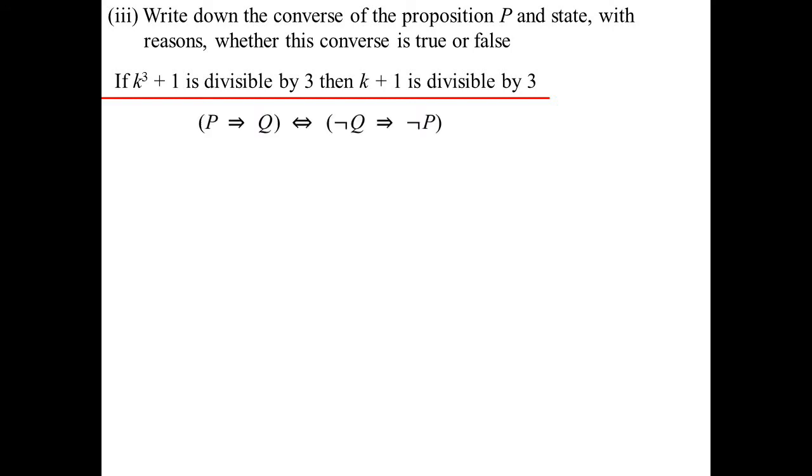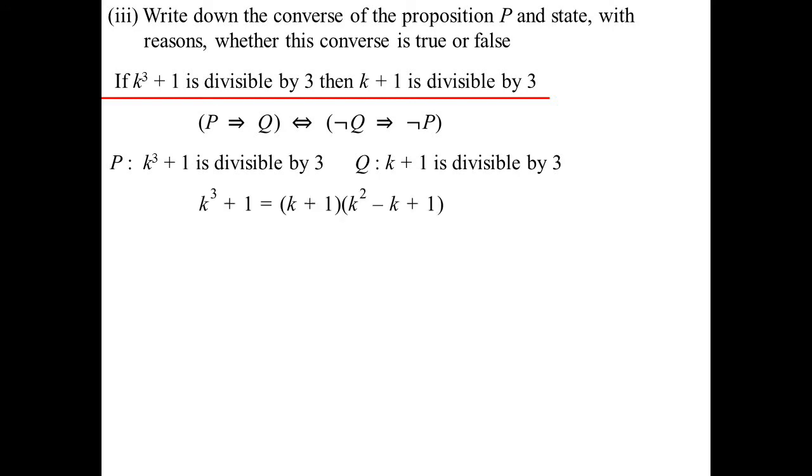So basically, I'm going to do this by contraposition. So again, I'm saying that P implies Q is logically equivalent to not Q implies not P. And just to make it 100% clear, I'm saying, well, P is going to be my statement, k cubed plus 1 is divisible by 3. Q is going to be my statement, k plus 1 is divisible by 3. All right, we'll go back to this k cubed plus 1. We know k cubed plus 1 is k plus 1, k squared minus k plus 1. And I'm going to play around with the factorisation of that.